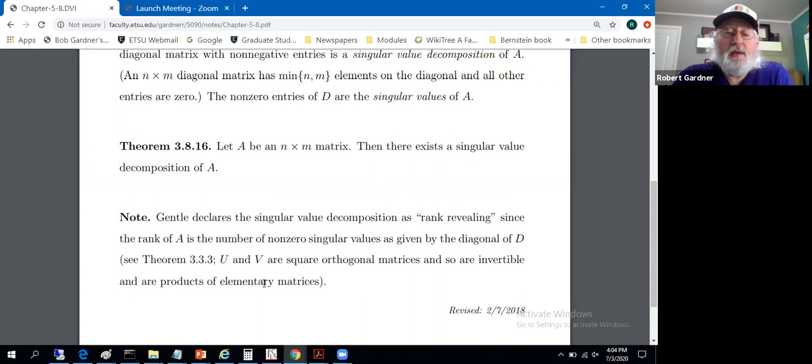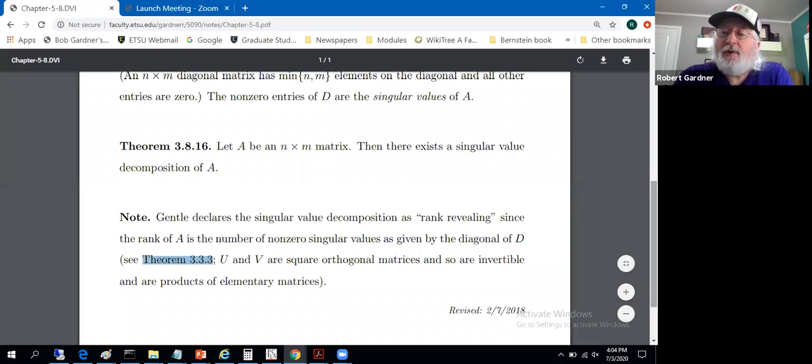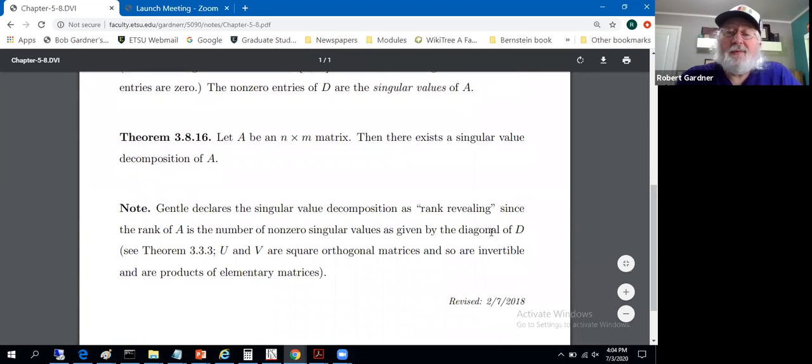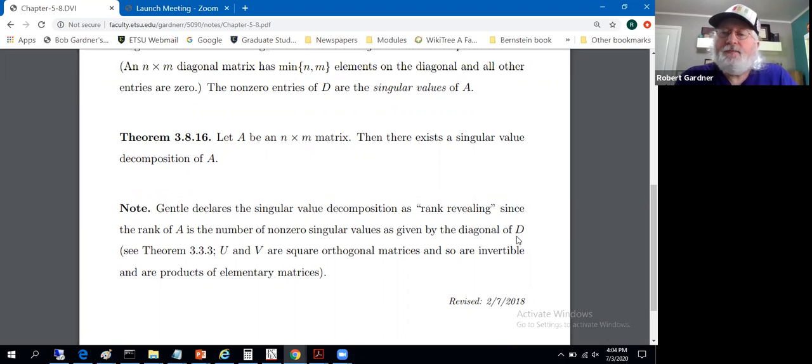So the U matrix and the V matrix are themselves products of elementary matrices since they're invertible. And it's theorem 3.3.3 that will tell you then the rank of A equals the rank of this little matrix here. We've multiplied by products of elementary matrices. P and Q were the symbols we usually used for those. But in that sense, I would agree, we've got rank revealing. And it's easy to find the rank of a diagonal matrix. You just go through and count the number of non-zero diagonal entries.